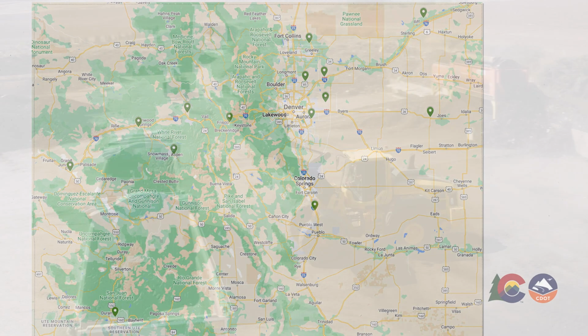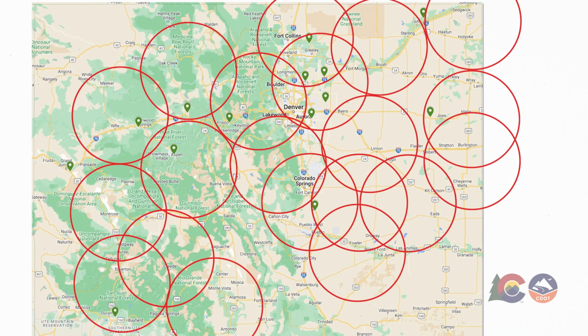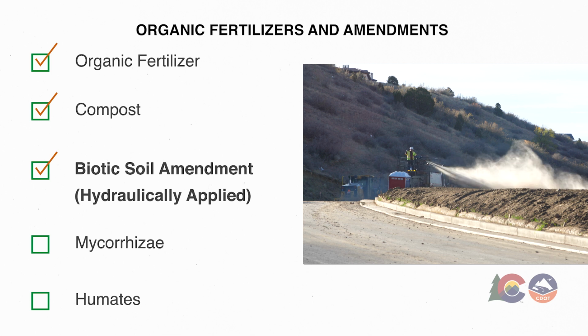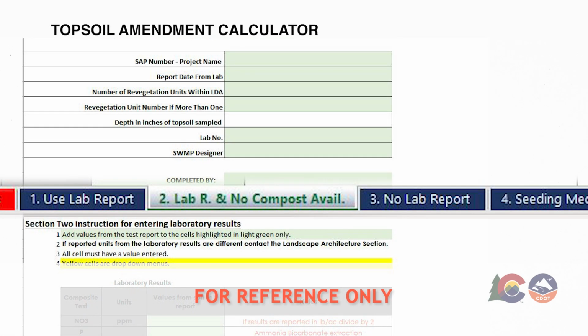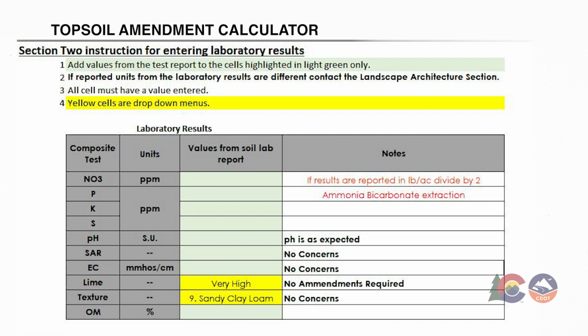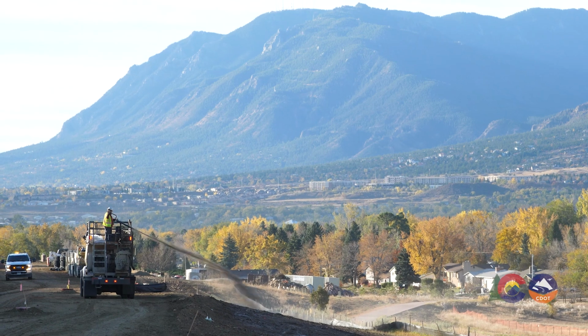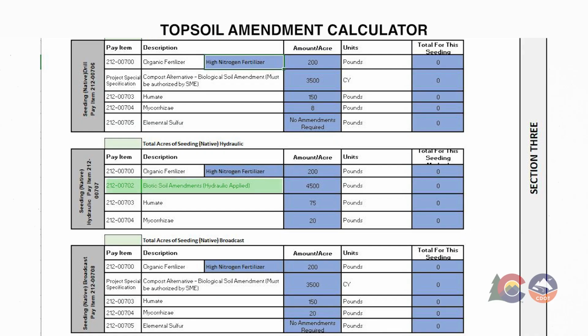The economic haul distance perimeter is a 50-mile distance, beyond which it is not cost-effective to transport compost due to transportation costs, time, and energy. As an alternative, use a biological soil amendment hydraulically applied if certified compost is not available within a 50-mile radius. If compost is not locally available, use the Worksheet tab, Lab Report, and No Compost Available within the Topsoil Amendment calculator. This will provide amendment rates for biotic soil amendment, hydraulically applied, as a compost substitute. Biotic soil amendment that is hydraulically applied increases the water and nutrient holding capacity of soils. Biotic soil amendments are used to amend poor quality soils that are lacking organic matter and that have little to no bioactivity.